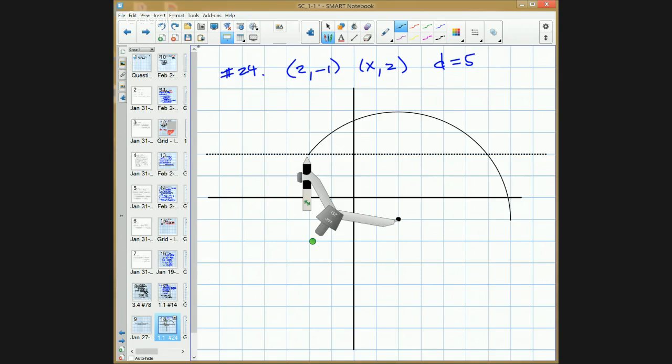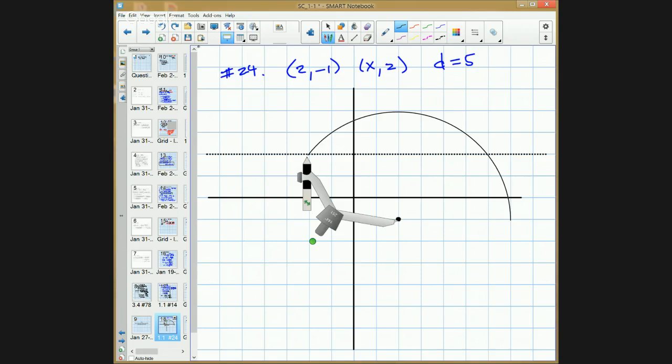So this is totally different. It says, given these 2 points, and notice one of them is half done. The first point is 2, negative 1. The second point is x, comma 2. It's a variable. And they want you to find a point which is 5 units away. Find x such that the distance between the two is 5. So what does x have to be for the distance between the 2 points to be 5?